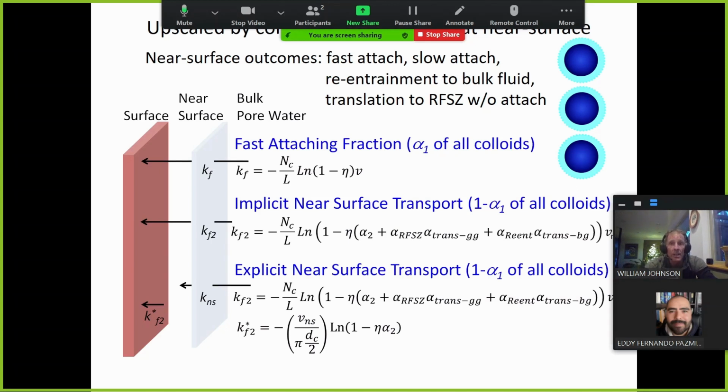We account for all the outcomes for colloids that reach the near surface: some attach quickly, some attach slowly, some are re-entrained back to the bulk fluid, and some translate to the rear flow stagnation zone due to secondary minimum attraction and remain there. They don't attach; they are simply associated with the surface in that rear flow stagnation zone. The expressions shown below are rate coefficients that come from upscaling at that near surface boundary through these near surface efficiencies, as described in Johnson et al. 2018 and 2020, both in ES and T.